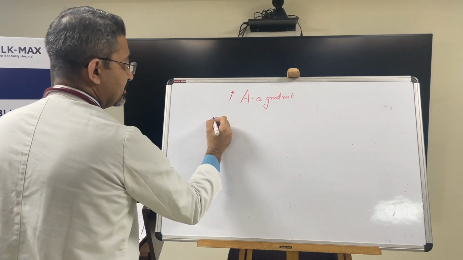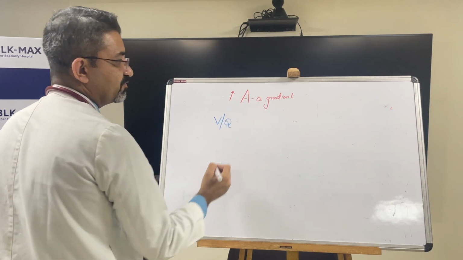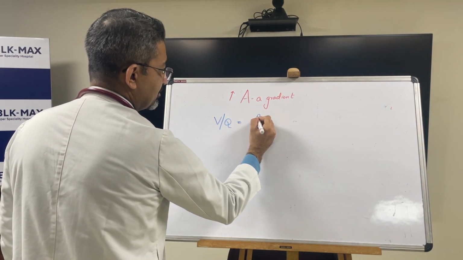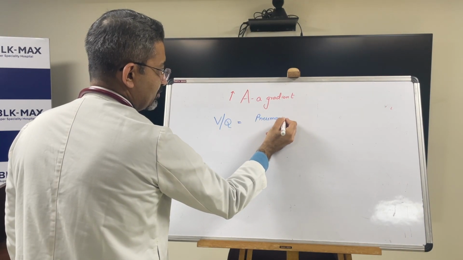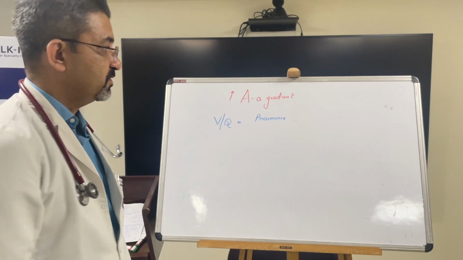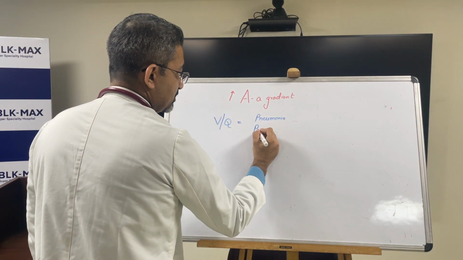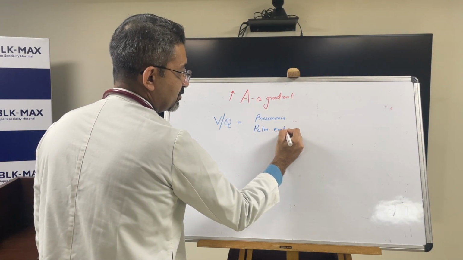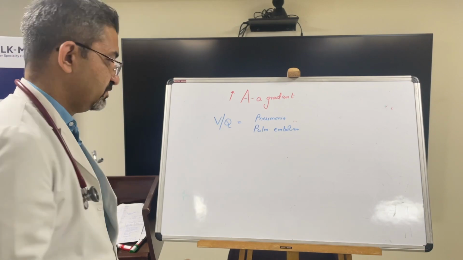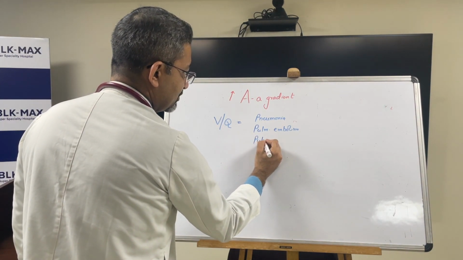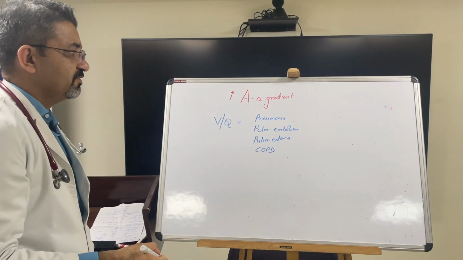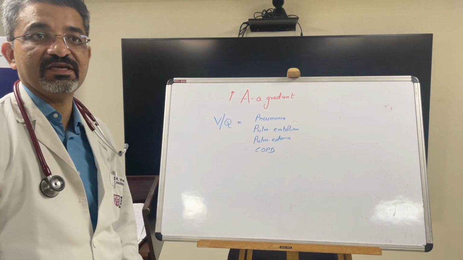The first and foremost would be anything which causes a problem in ventilation perfusion, a mismatch. With large consolidation, pneumonia, you have good perfusion but inadequate ventilation. Then pulmonary embolism: good ventilation but inadequate perfusion. Then you have pulmonary edema and COPD. So these are the 4 important reasons for VQ mismatch, thereby causing increased AA gradient.